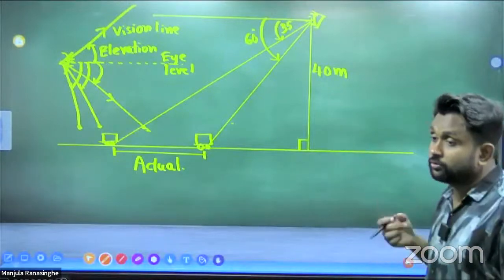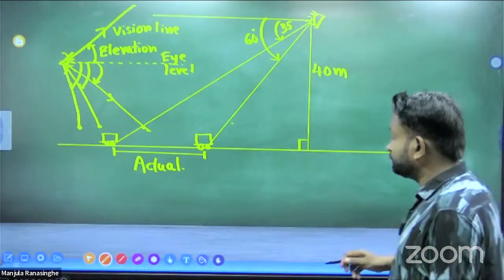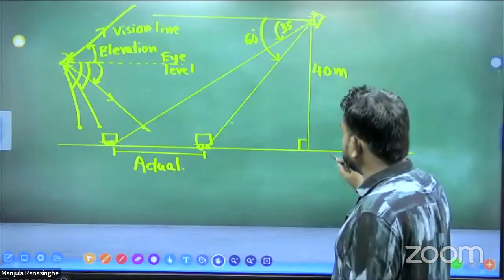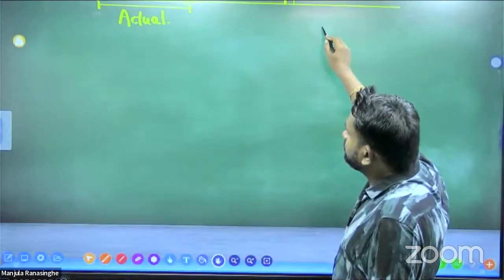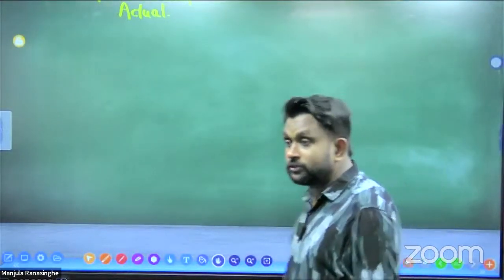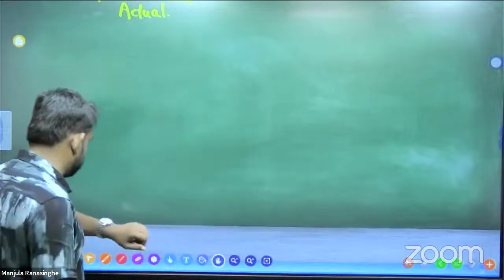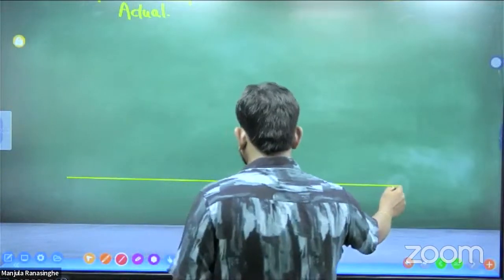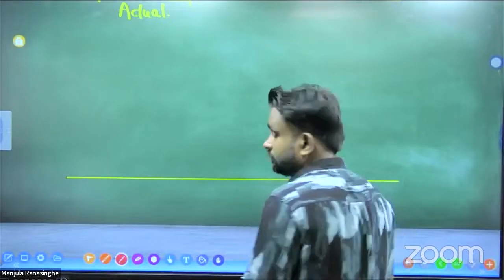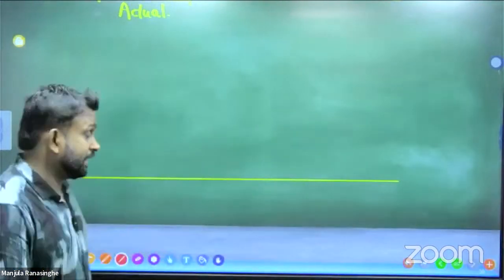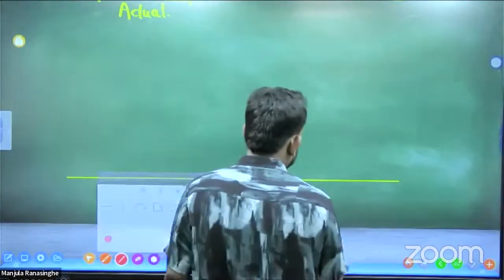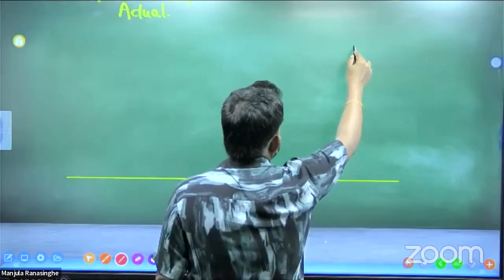Now we will check how to draw this one in a question. How to draw this is actually the difficult part for the students. So this is how to draw. First make a horizontal line. You can draw any horizontal line, okay? Then you make a vertical line anywhere here. You draw a vertical line anywhere here.